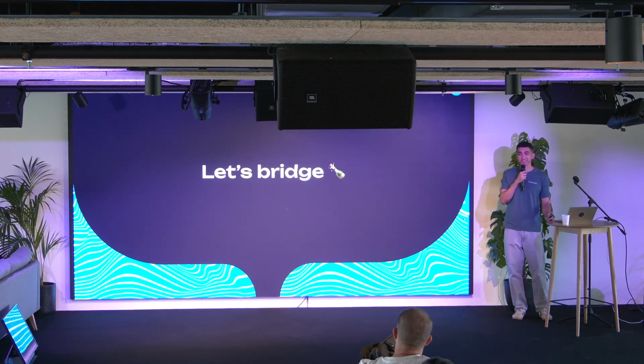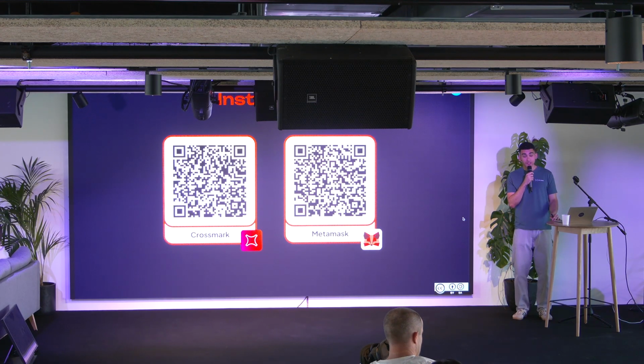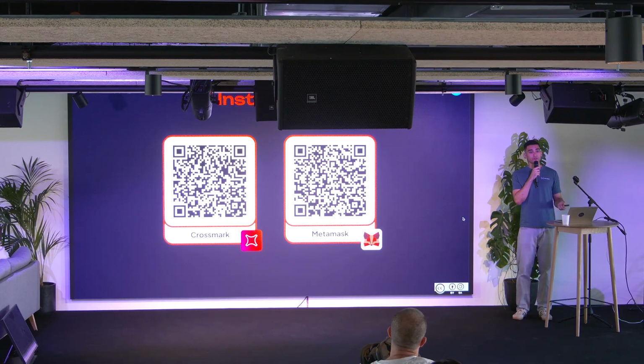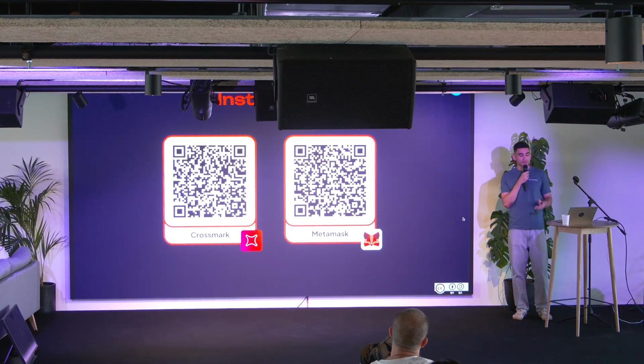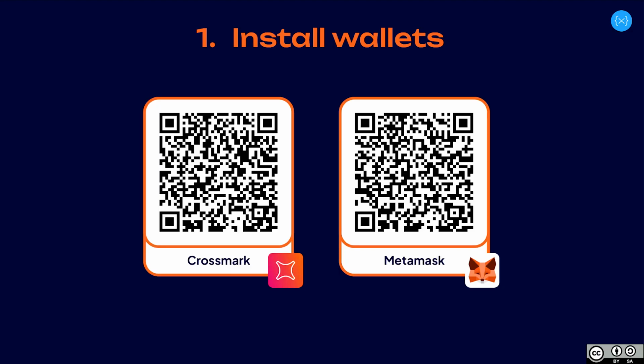Okay, let's bridge. As I said yesterday, you used Crossmark and Xaman, but unfortunately Squid Router doesn't support Xaman on the testnet, which is very specific anyway. I mentioned MetaMask, but you can use any EVM wallet. You just need an address to perform the bridge.